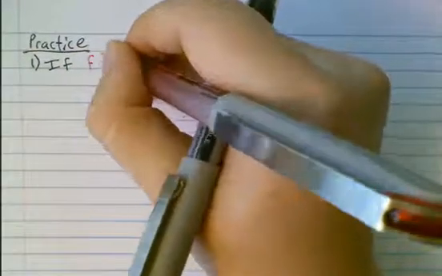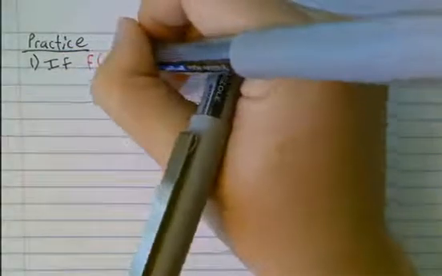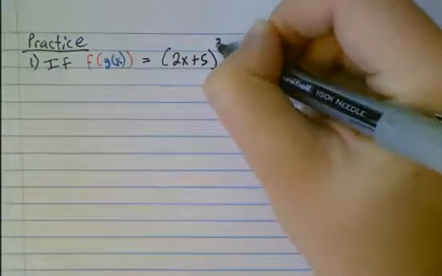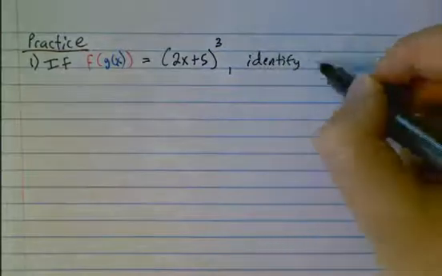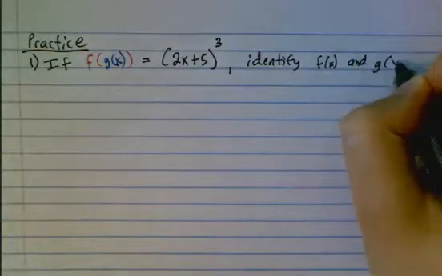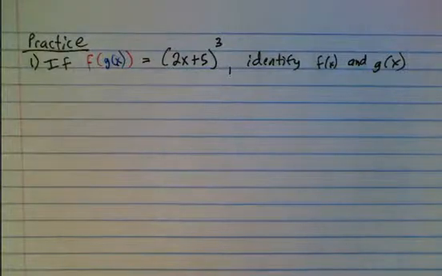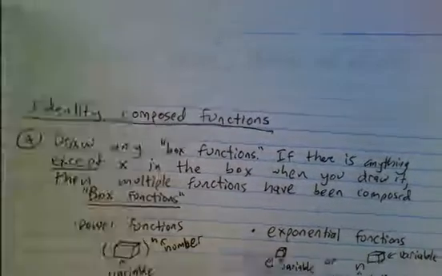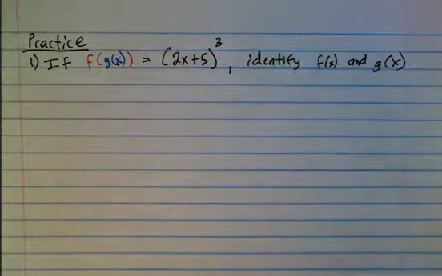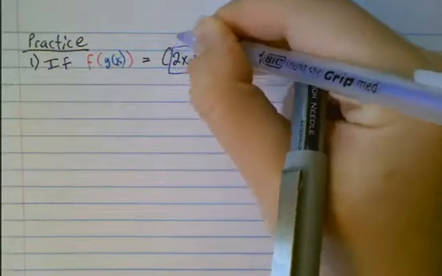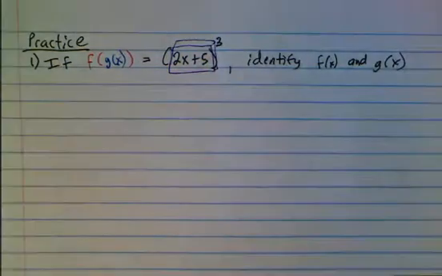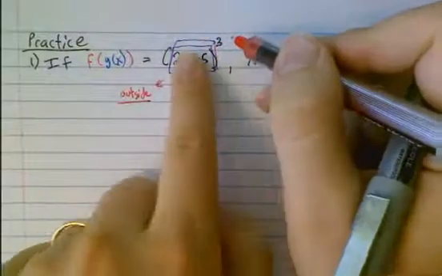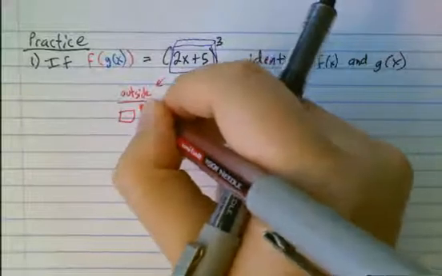If f of g of x equals 2x plus 5 to the third power, identify f of x and g of x. So the first thing I look for here are any of my box functions. Notice that anything to a power is a box function. So that means I've got a little box right here. The parentheses are also a really good thing to look for. Frequently you've got a box where you have parentheses. So now we're going to split this into our outside. So I'm not looking at what's in the box, it's just I can see this is box to the third power.